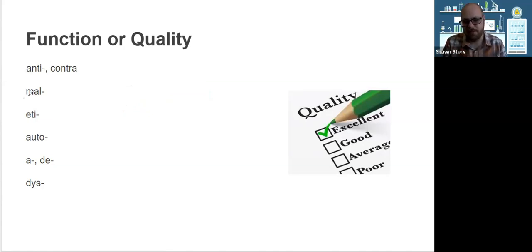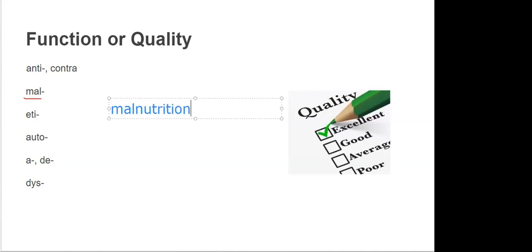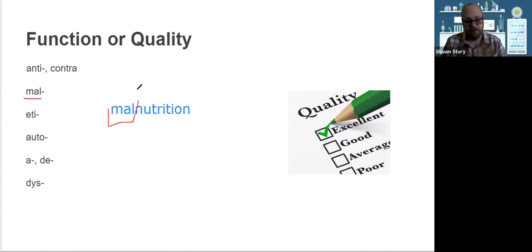So we got mal, like the word malnutrition. Mal means bad. So if we see mal at the beginning or the end of a word, it means something is bad. It's not working.